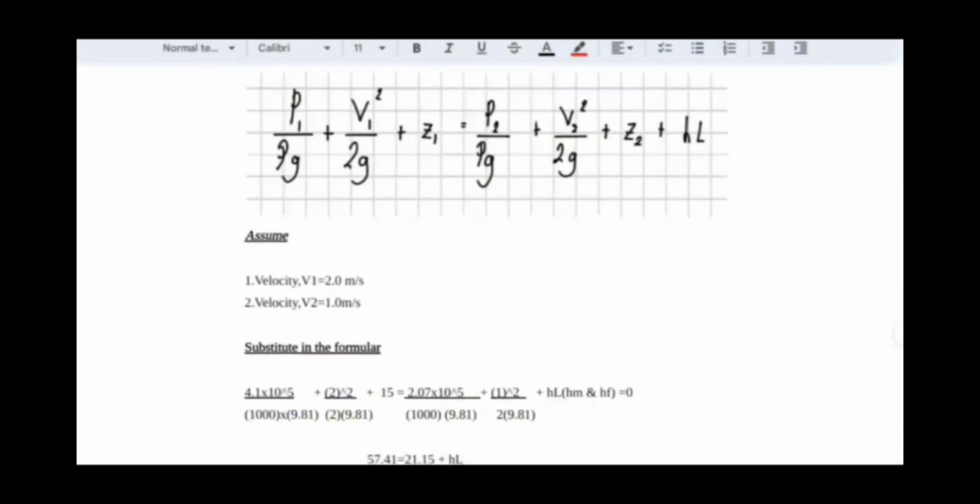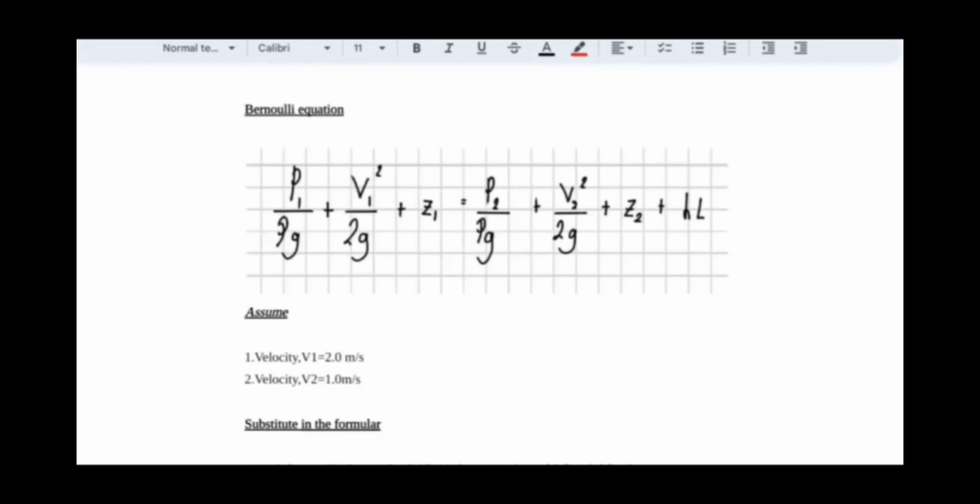Last part is to calculate the actual calculation using Bernoulli equations. So our group used Bernoulli equations to solve the pipe analysis. So the formula is P1 over rho G plus V1 square over 2G plus Z1 elevations equal to P2 over rho G plus V2 square over 2G plus Z2 and HL. HL includes HM, minor loss, and also HF.